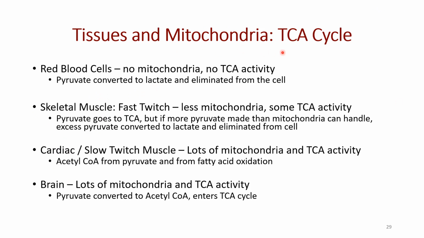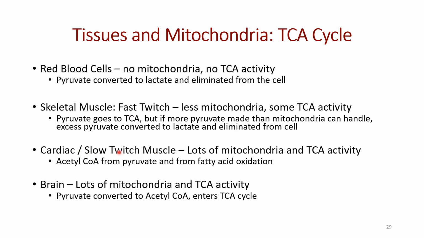Okay, what about the tissues that really don't have mitochondria? Red blood cells don't have mitochondria, so there's no TCA cycle, no TCA activity. Fast twitch skeletal muscle, those glycolytic fibers, they have a very limited mitochondrial capacity. So they can do some mitochondria, some TCA, some oxidative phosphorylation, but primarily they're going to be glycolytic fibers. They're going to use glycolysis. They're going to make pyruvate, and since there's not a lot of mitochondria, their pyruvate is going to be turned into lactate and eliminated from the cell.